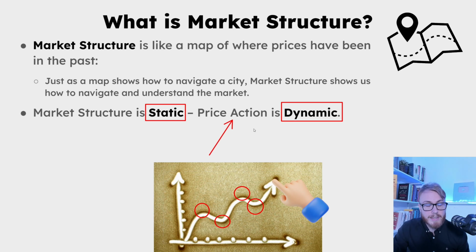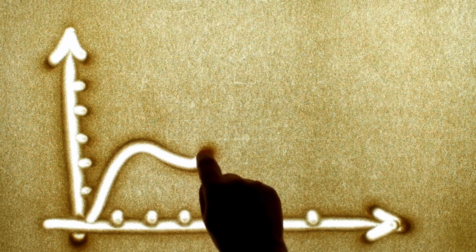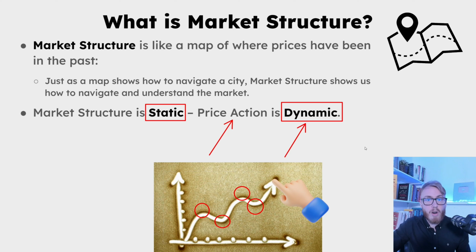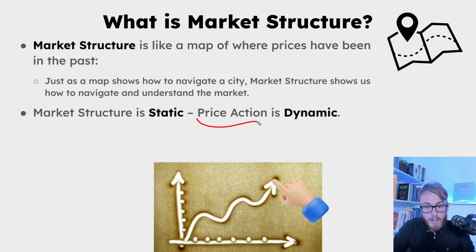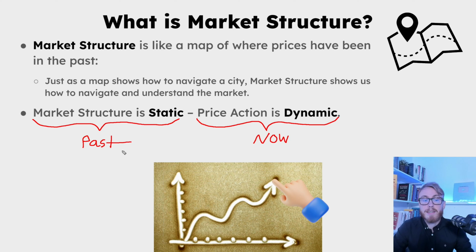But what about price action, and why is price action dynamic? Well, think about price action as how you are moving your hand. Are you moving your hand fast or slow, in a calm manner or aggressive manner, and so on and so on. So in very simple terms, we can think about price action as how the price is moving right now, while market structure is how the price has moved here in the past.